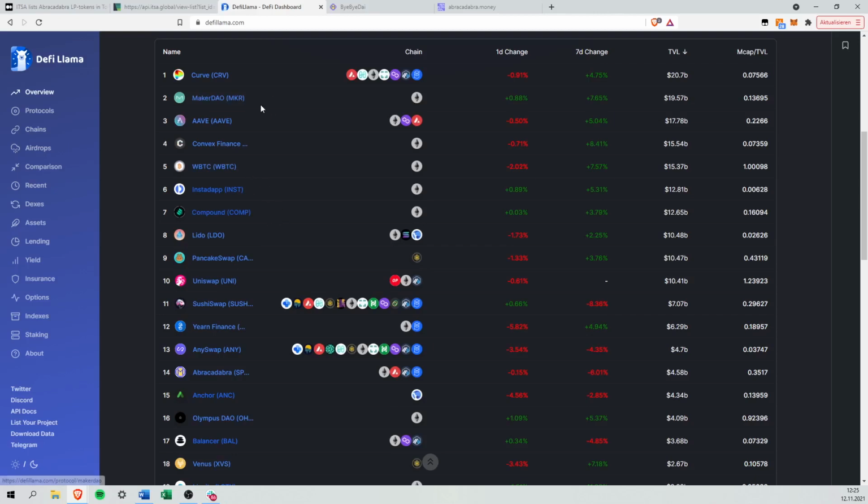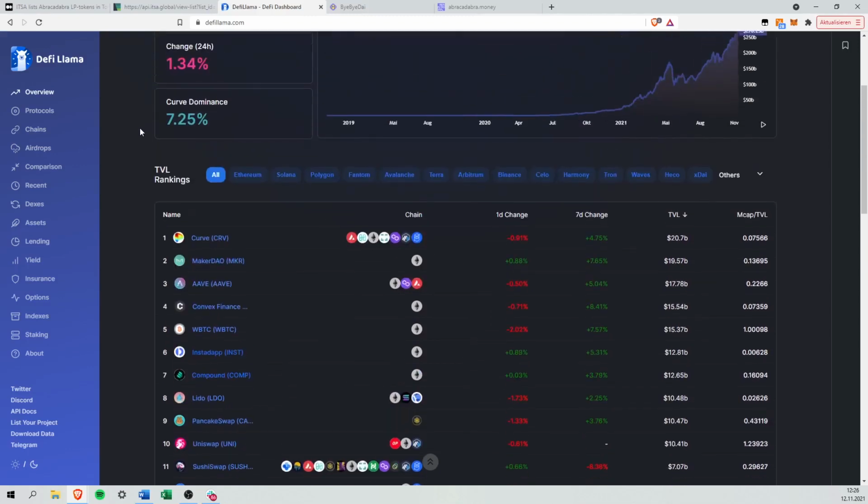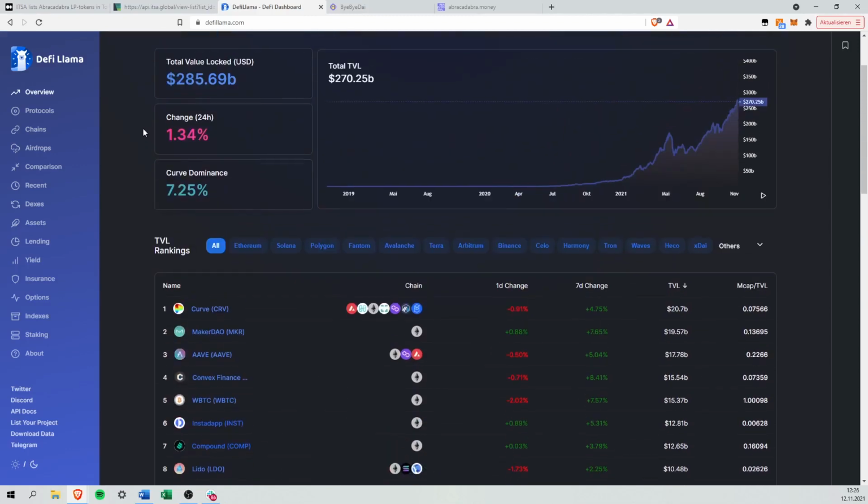But I could really picture that, especially due to the success of Abracadabra, MakerDAO will have some internal discussions. I mean, they're organized as a DAO, so I would expect that there might be a vote on whether MakerDAO should also go multi-chain and support other blockchains, like for example Fantom or Avalanche. But so far there have not been any efforts in that regard.